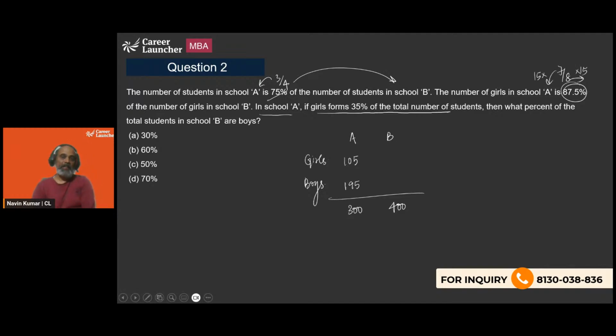So school A में girls is 15 into 7, which is 105. So school B में girls would be 15 into 8, which is 120. So if this is 120, the leftover is 280. Now the question asked is, what percent of total students in school B are boys? So basically this is like saying 70 out of 100. If I cancel out 4 throughout, this is nothing but literally 70%. So D becomes our answer.